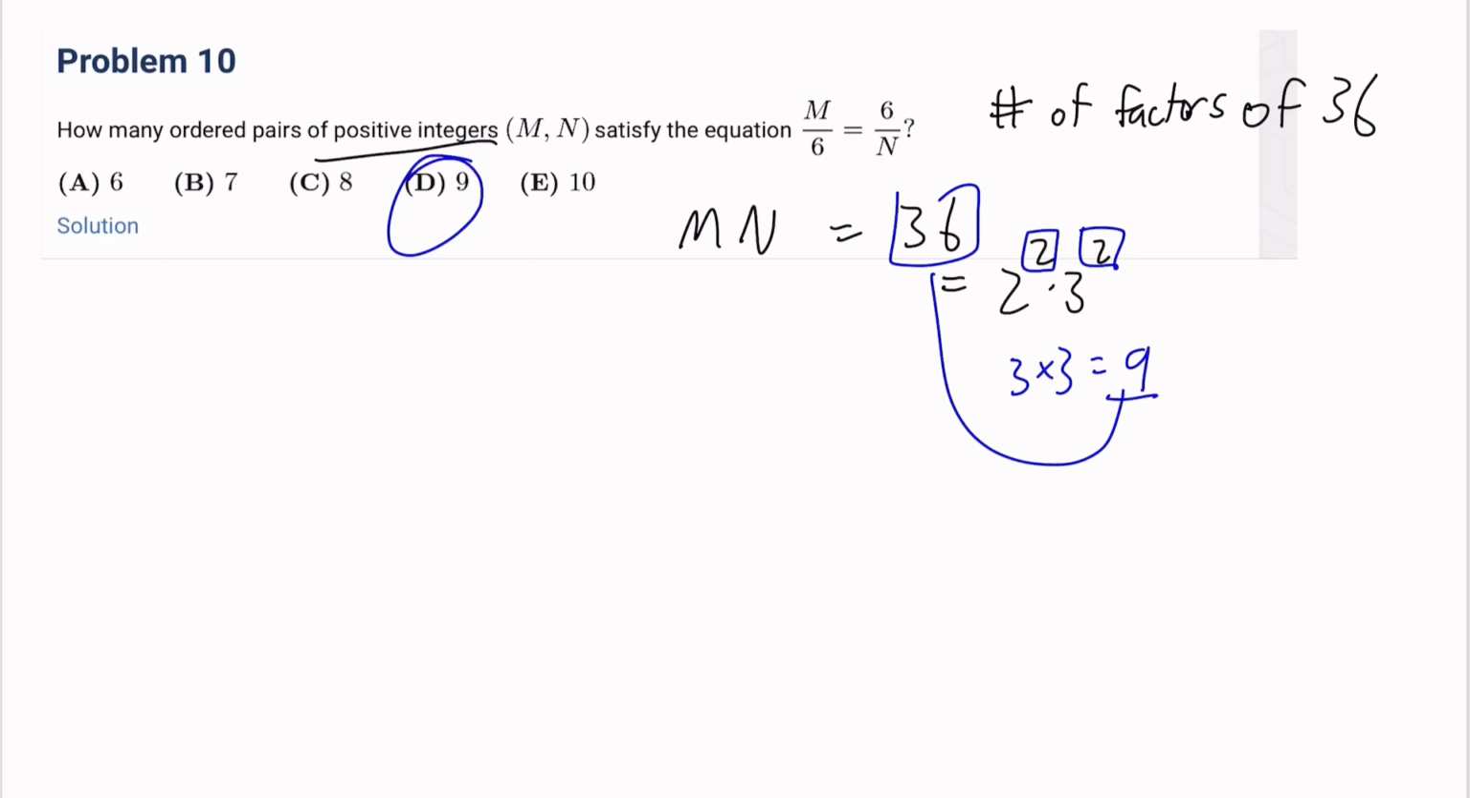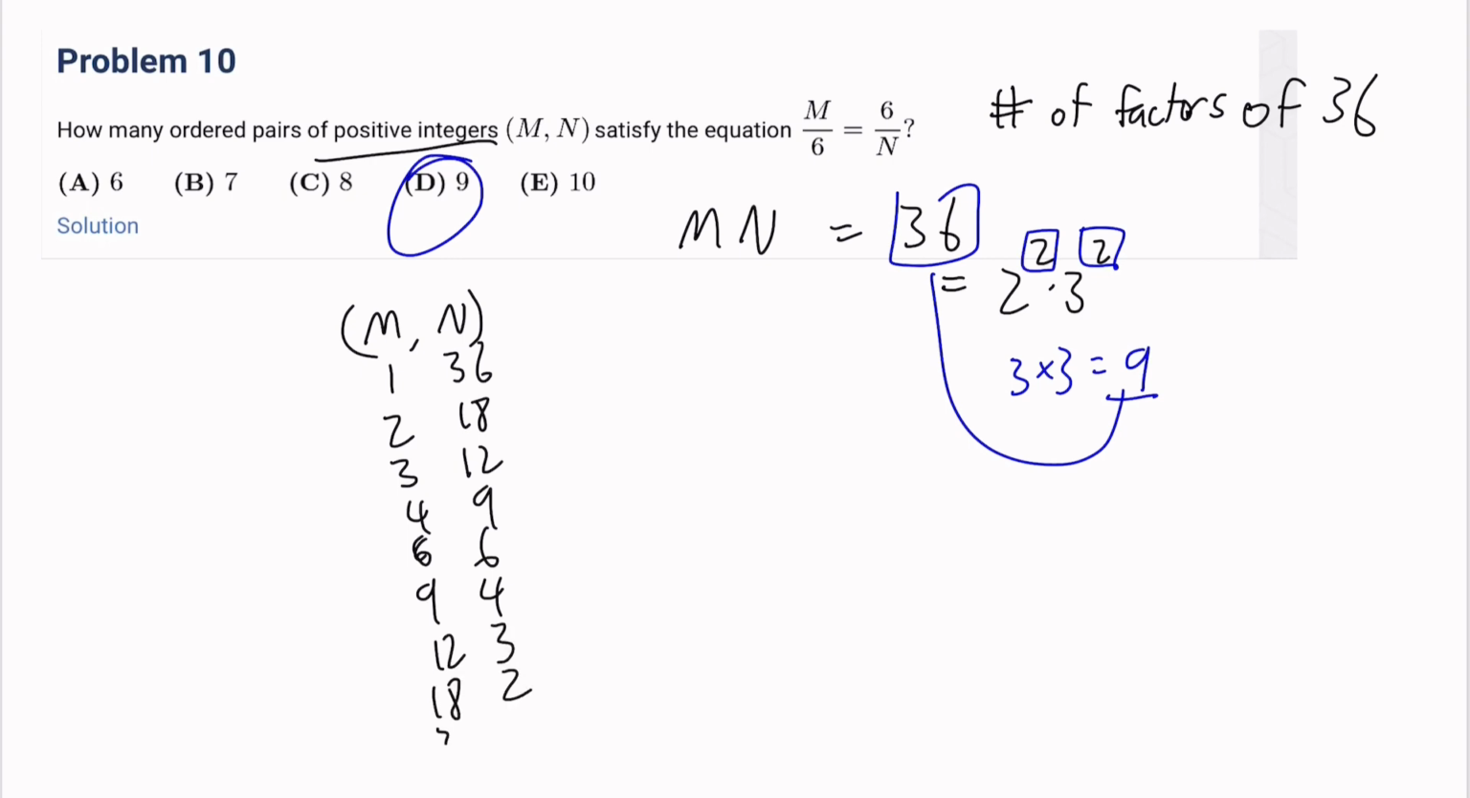And if you want all of these listed out for you, then m, n could be 1, 36, 2, 18, 3, 12, 4, 9, 6, 6, 9, 4, 12, 3, 18, 2, and 36, 1. So these are the 9 possibilities.